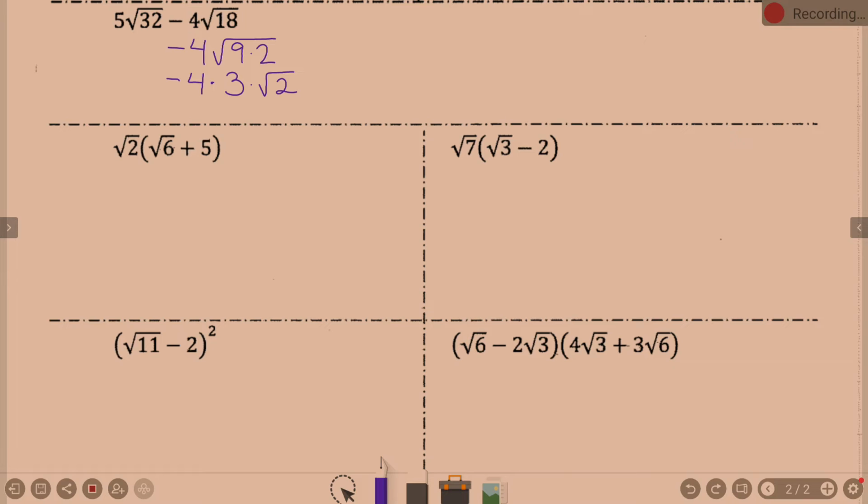And 4 times 3 is 12. So I have 12 square root of 2. And if I carry down the minus, I have the minus. Now, unlike the last two problems, what do you notice? They're negative. I have 32 and a 2. Yeah, they don't match.